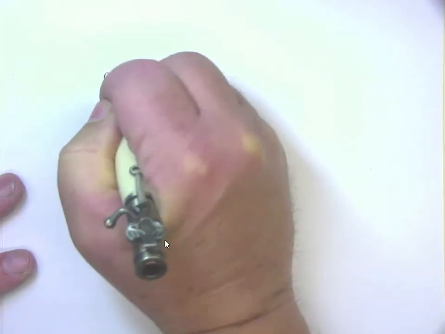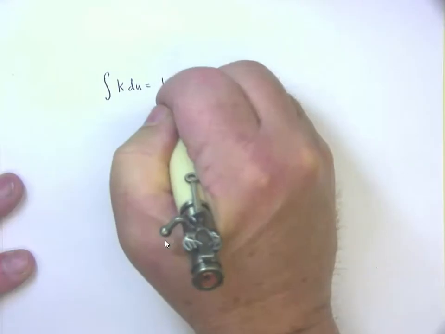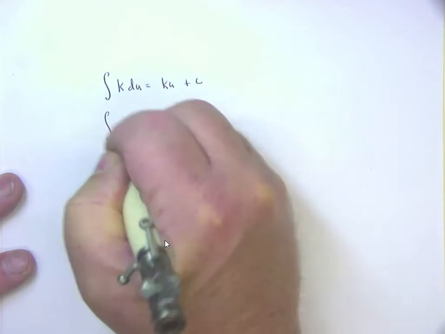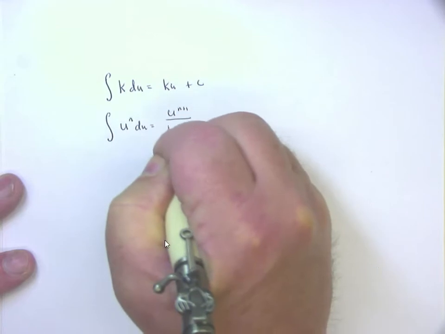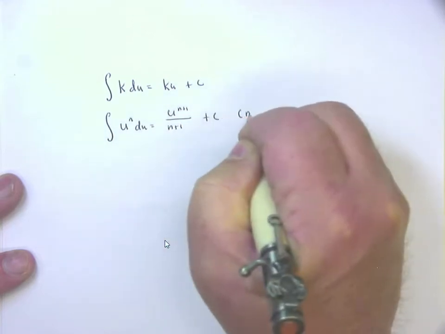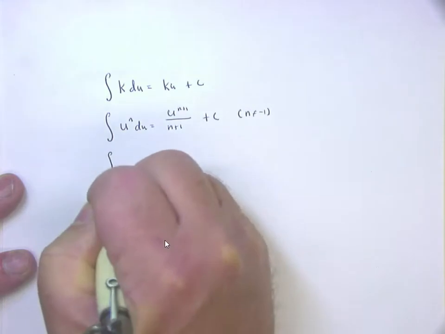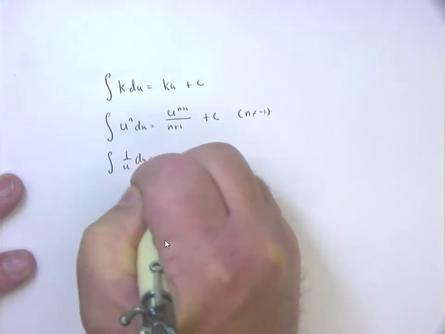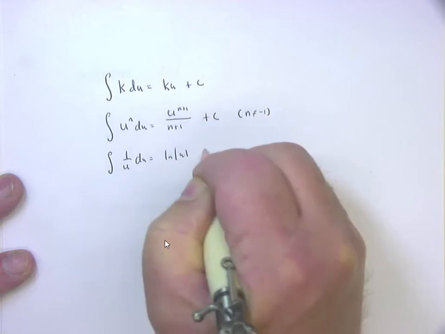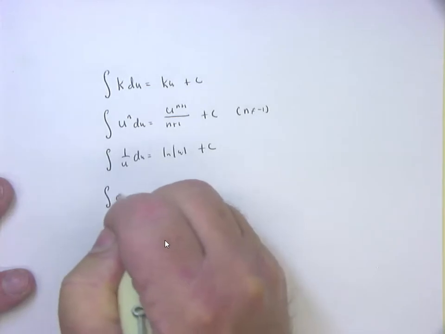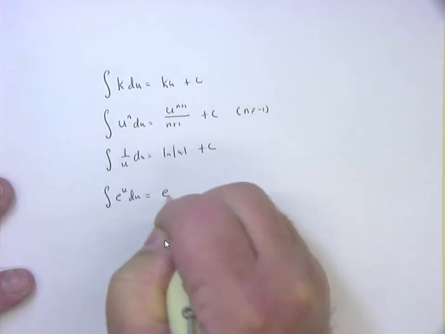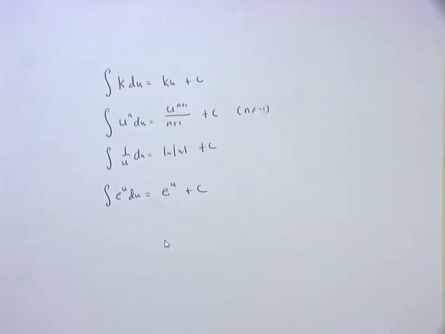The integral of k du is equal to ku plus c. The integral of u to the n du is equal to u to the n plus 1 over n plus 1, plus c, provided n does not equal negative 1. The integral of 1 over u du is equal to the natural log of the absolute value of u plus c. And the last one is the integral of e to the u du is equal to e to the u plus c. So these are the integral rules for the traditional u substitution.